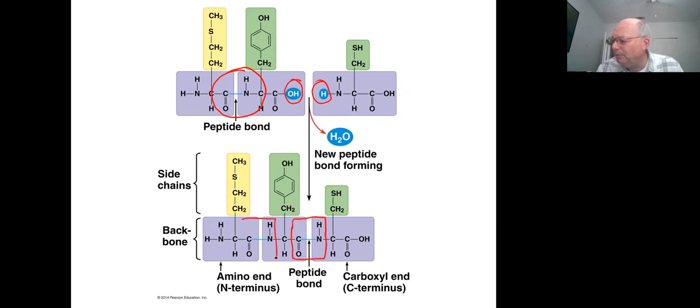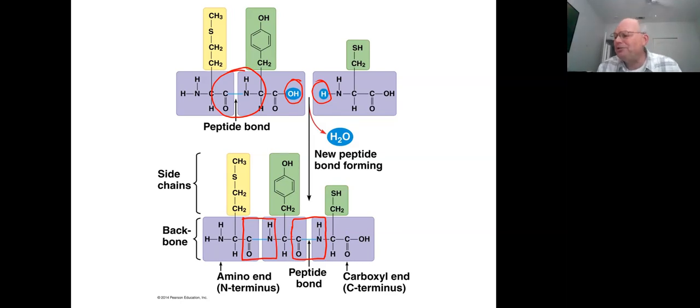Here's another peptide bond here. And you can see again, same conformation, the residue of the acid group in the form of a carbonyl, and the residue of the amine group in the form of this nitrogen and hydrogen. They are bonded together by the peptide bond.